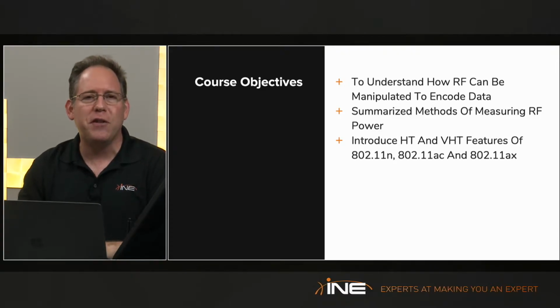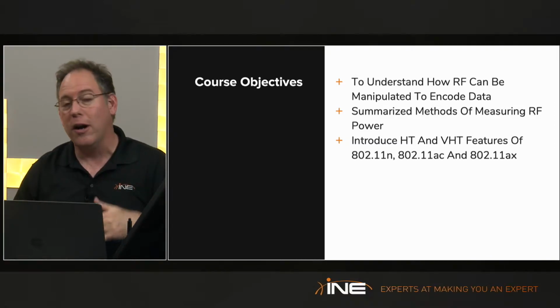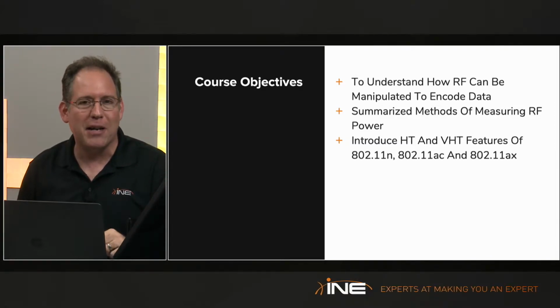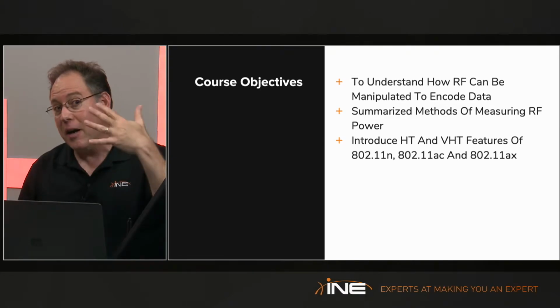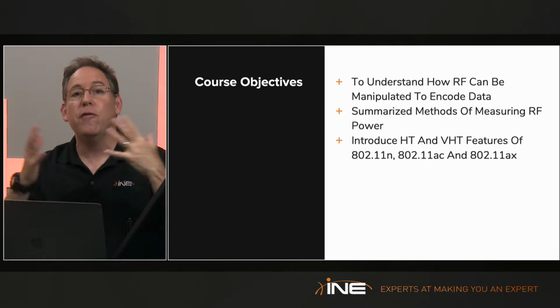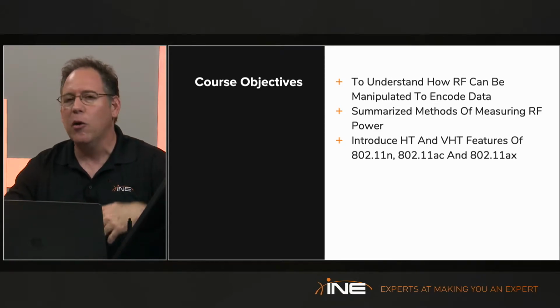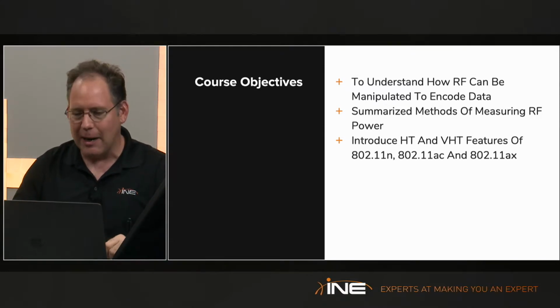I'll introduce to you features of high throughput and very high throughput, which are the terms for 802.11n, which came out in 2009, all the way up to 802.11ac and the up-and-coming standard of 802.11ax. We'll look at some of the new features and how those standards really sped up Wi-Fi to make it usable as we know it today.